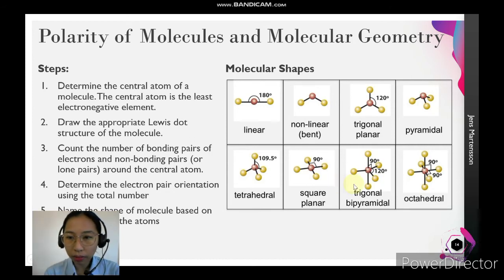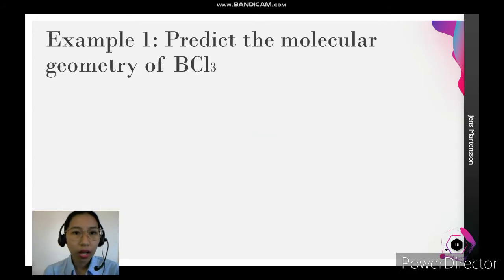For trigonal bipyramidal, you have 1, 2, 3, 4, and 5 bonded pairs. For octahedral, you have 1, 2, 3, 4, 5, 6. So you have 6 bonded pairs. Alright, now let us proceed with example number 1.